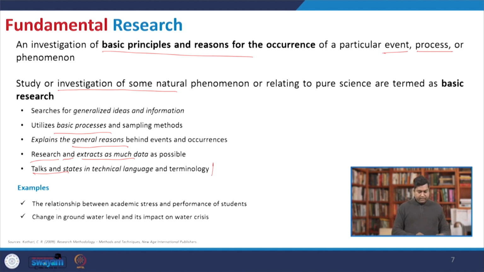An example is the relationship between academic stress and performance of students. In this case, maybe we have to find out the reason, whether students under stress can perform well, because nowadays we find it very common that students are under stress, either due to placement, or at the student age certain other family issues or relationship issues. So the example here is academic stress and the performance of the student.